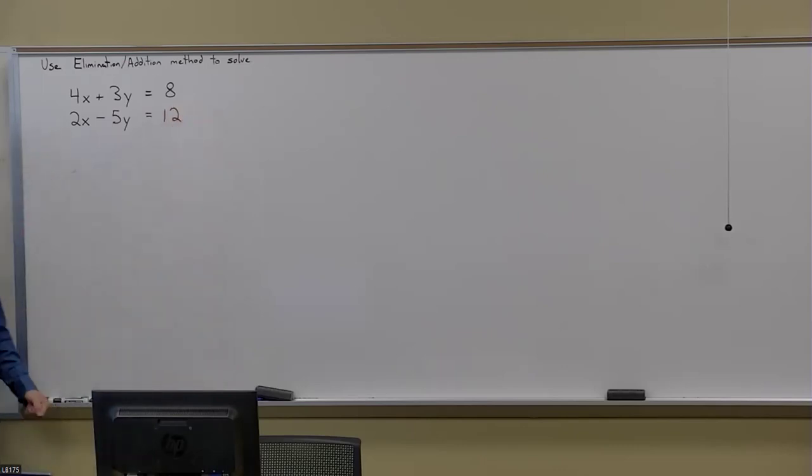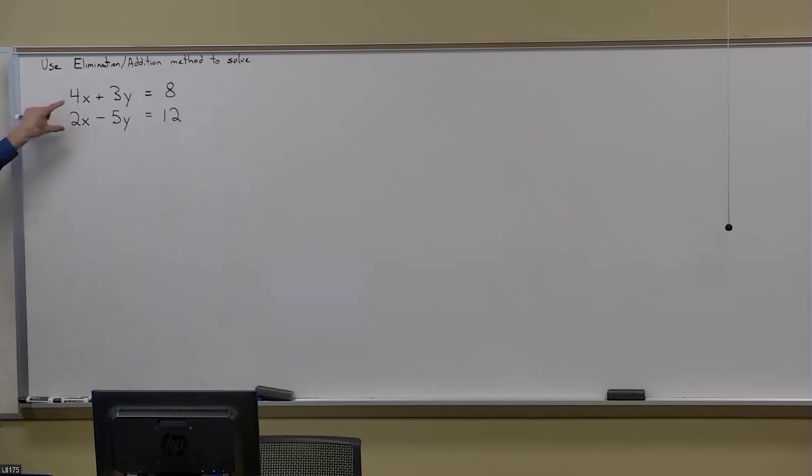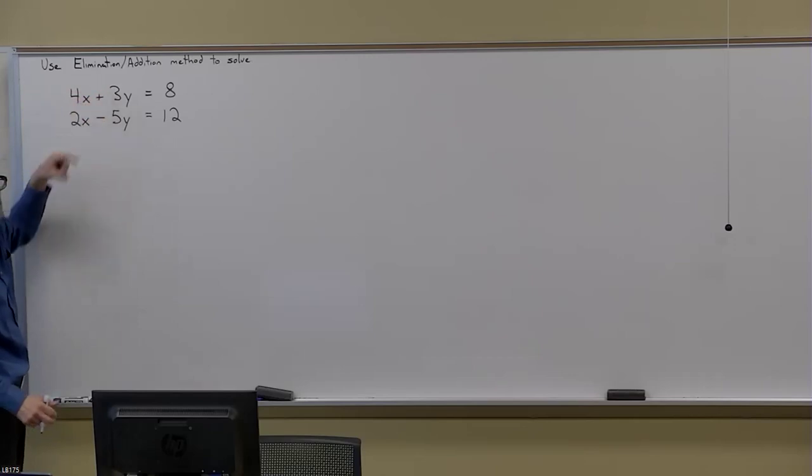what? I made these numbers up, so I might get some ugly decimals. That's all right. I get some ugly numerical values. I think you get fairly nice numbers on the homework problems. But okay, so the goal is to create opposite coefficients on either the x's or the y's.